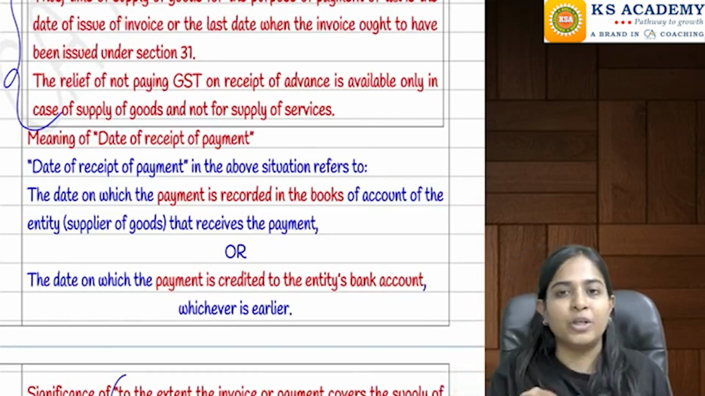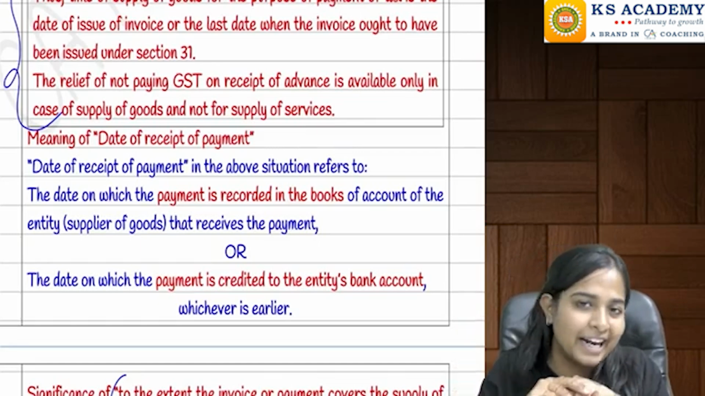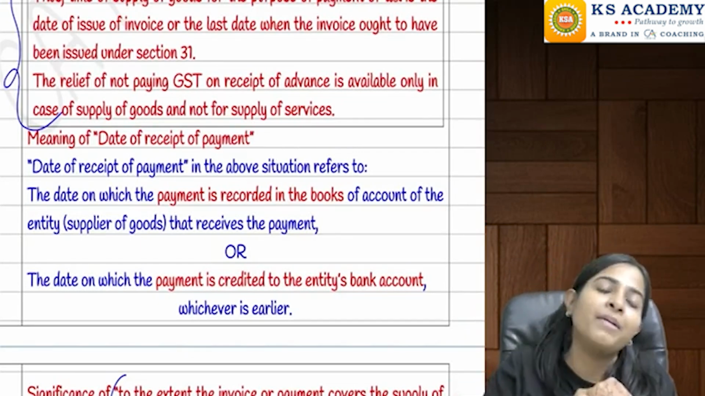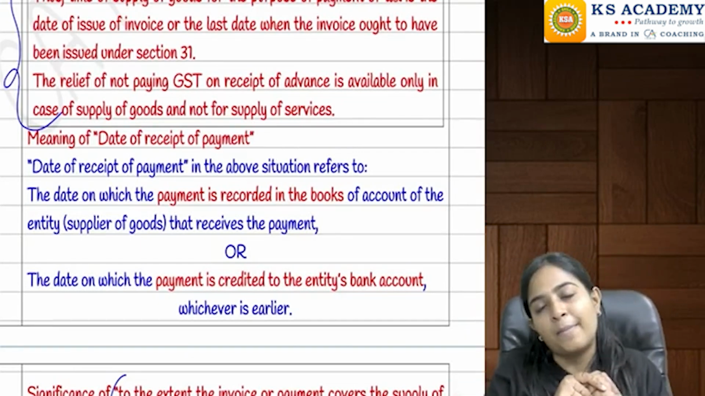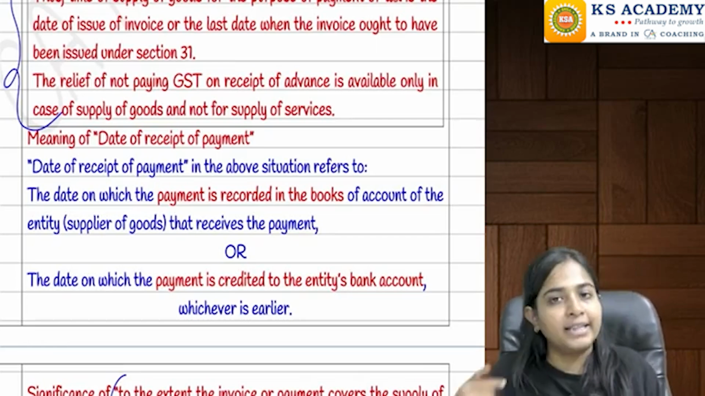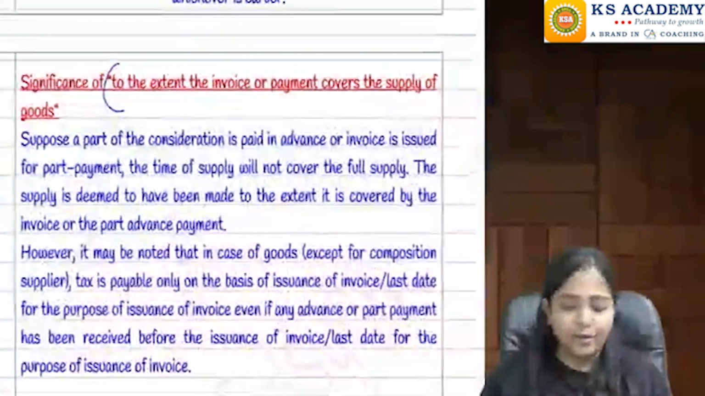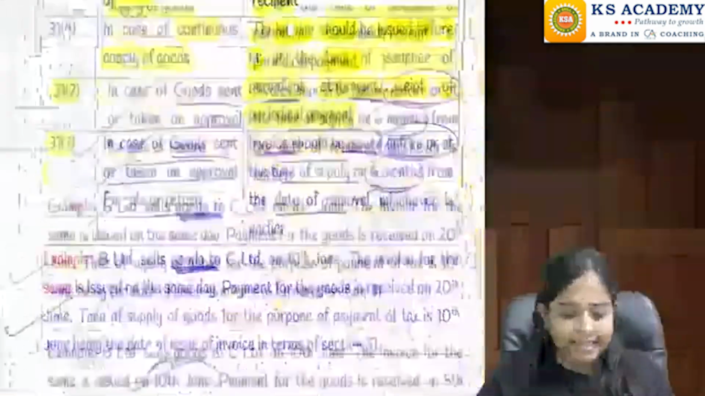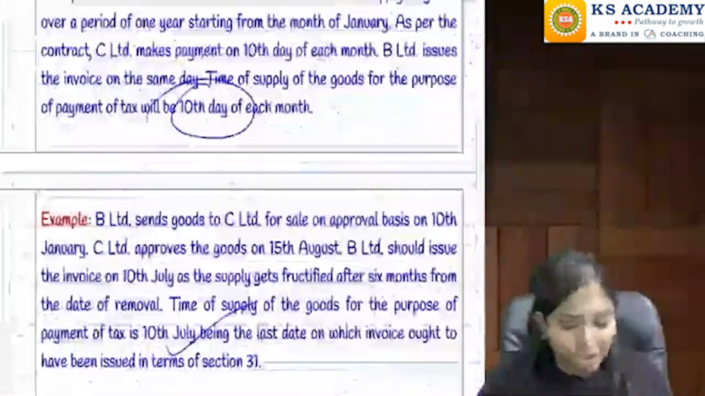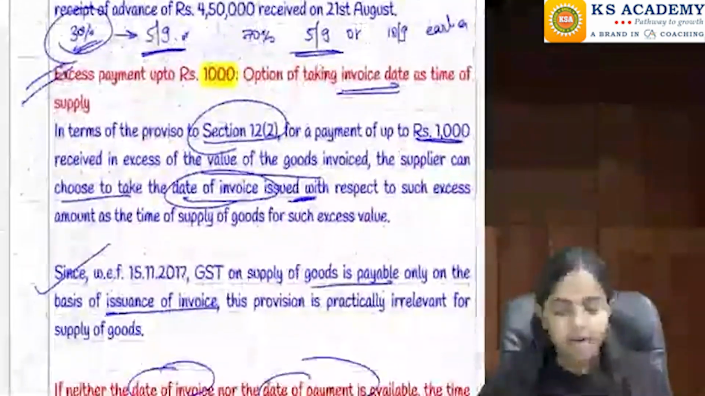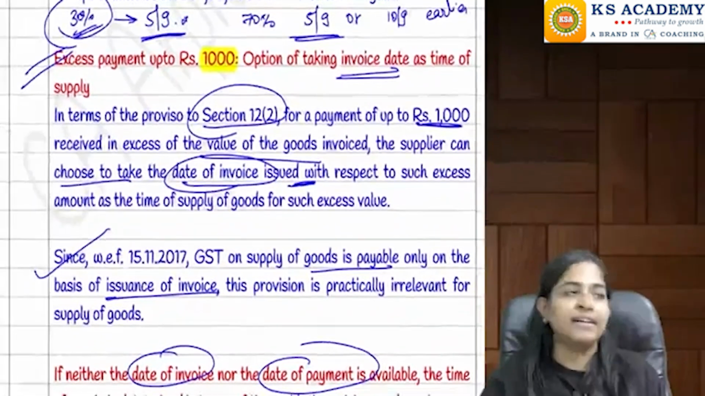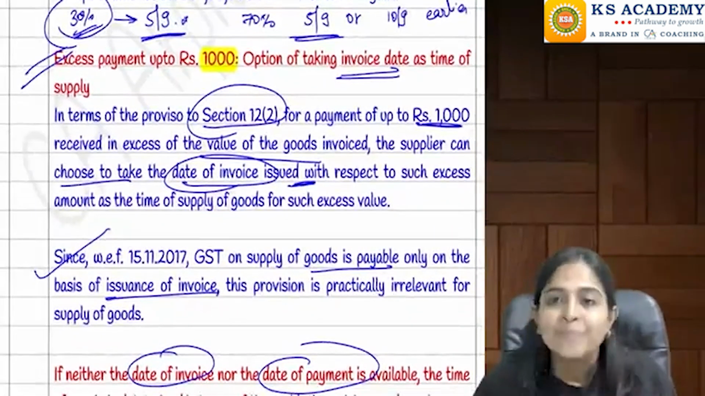Okay, out of these two events, either when I'm recording that particular entry in my books of accounts, or when my bank is crediting that amount to my bank account, whichever is earlier. Okay, think from the supplier point of view here. Then after that, the examples are already given in your book. You can simply refer to it. We have considered everything in our main batch also.